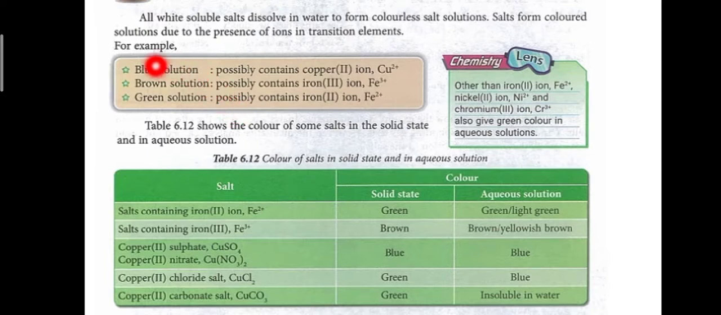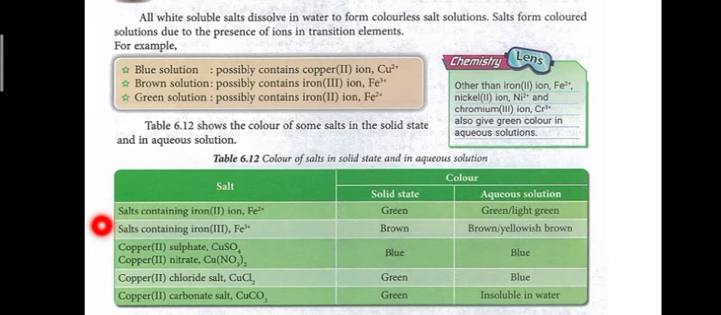For example, if we get a blue solution, possibly the solution contains copper 2 plus ion. If the solution is brown, possibly it contains iron 3 plus ion. If the solution is green, possibly it contains iron 2 plus ion. So, the color of salt in solid state and in aqueous solution.